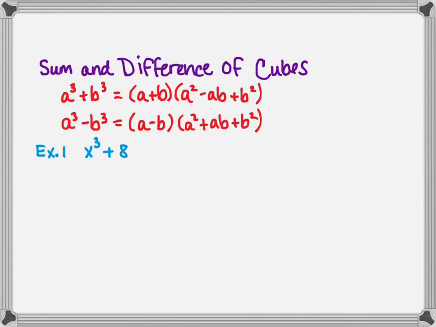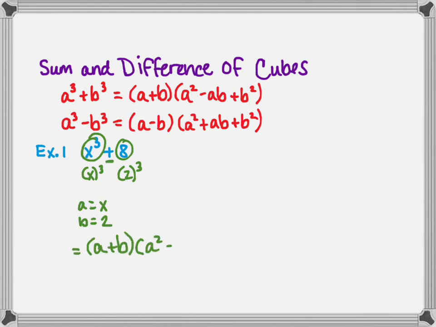So for example, if I have x cubed plus 8, this is the sum of two perfect cubes. And I want to ask myself, what cubed is x cubed? Well, x cubed is x cubed. And what cubed is 8? 2 cubed is 8. So here for our formulas, a is equal to x and b is equal to 2. Now we'll substitute into the formula.